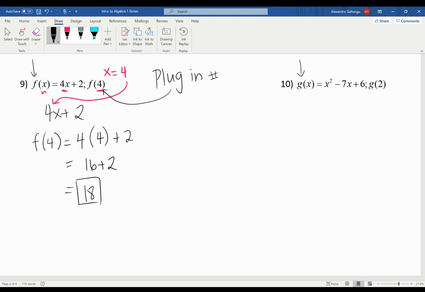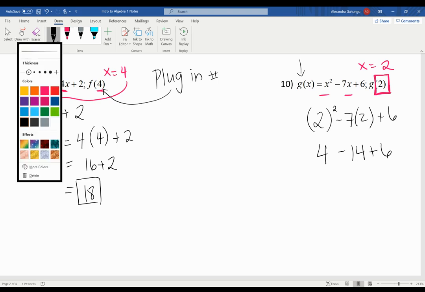Same thing for the next example. We have g of x, and they tell us x is now 2 with this notation here. So instead of having x, we're going to plug in 2. So it's not x squared anymore, it's 2 squared, minus not 7x, but 7 times 2, plus 6. And so we're going to get 2 squared, 4, minus 14.